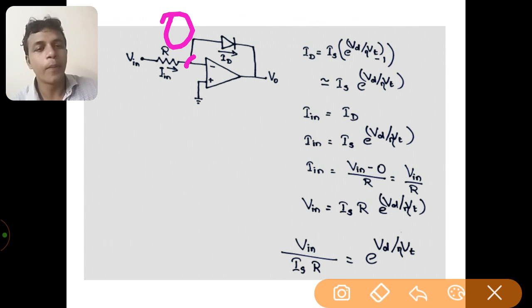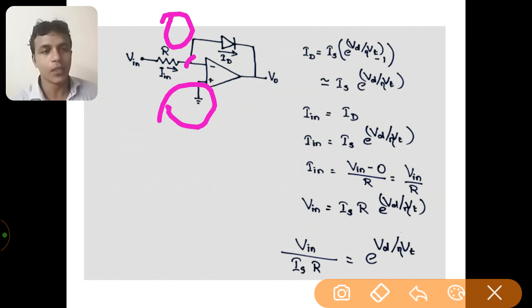What is the reason? Because that point is virtually grounded with respect to the non-inverting terminal. Virtually grounded with respect to the non-inverting terminal means whatever voltage we give to the non-inverting terminal should occur at that particular point. Here the voltage given to the non-inverting terminal is 0. That means we are grounding the non-inverting terminal of the operational amplifier. So the voltage at that particular node is 0.